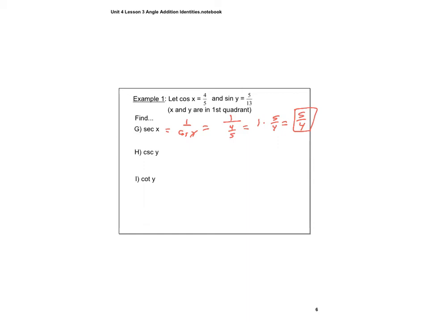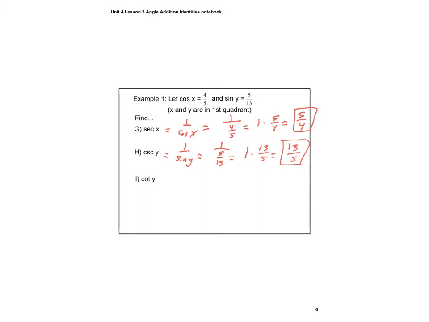Right? Likewise, cosecant, now this is of y, so the cosecant of y is the same thing as 1 over the sine of y. Or you can take the sine of y and just invert it, or do the reciprocal of it, or I'm just going to write it out. So 1 over 5/13 is the same thing as 1 times the reciprocal, which is 13/5. So I get 13/5.